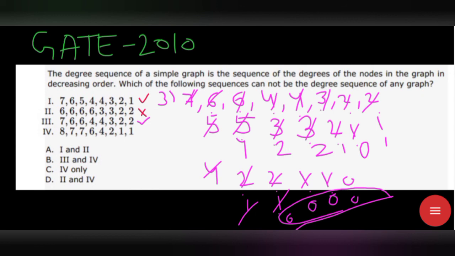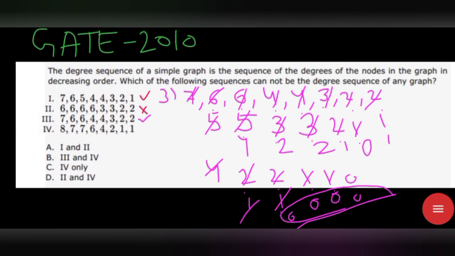Now we have got the answer. The first and the third ones are valid, and in the question we were asked which cannot be the degree sequence. So the first and third are valid and the second is not valid, so the second is the one that cannot be a degree sequence, and D is the answer.